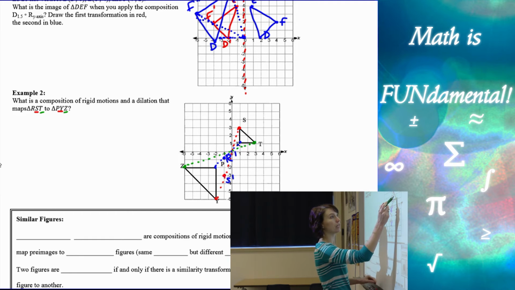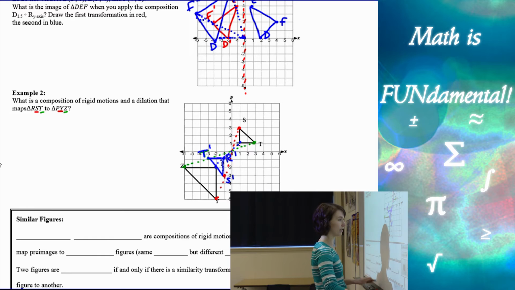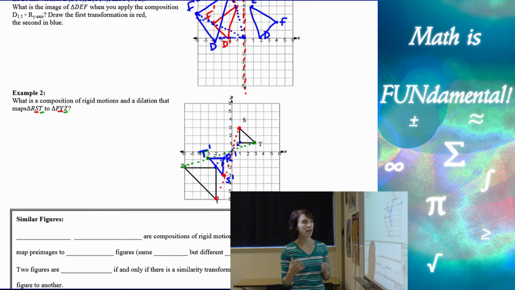And then my green, 3 and 1, is going to go here, T prime. Okay, so now I have this middle triangle, and if you look, now that I rotated it 180 degrees, my color-coded points match up a little easier to the ones I need to end with.